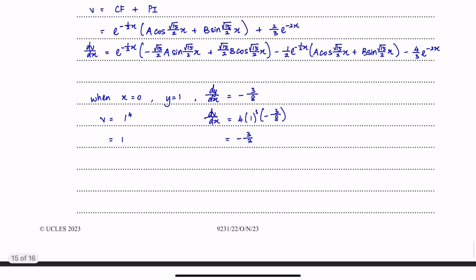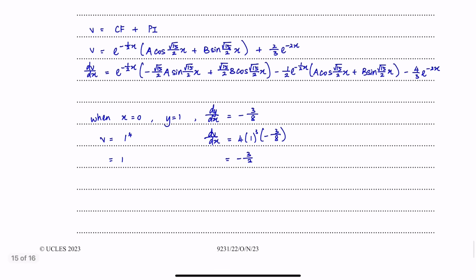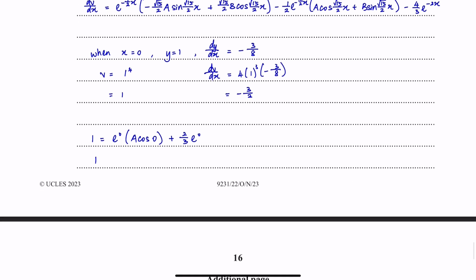So we just sub back into the equations. We can first sub into this equation, the first one. So we have 1 equals e to the 0 times a cos 0. Sin 0 is 0, so I'll just ignore it, plus 2/3 e to the 0. So 1 equals a plus 2/3. a is 1/3.